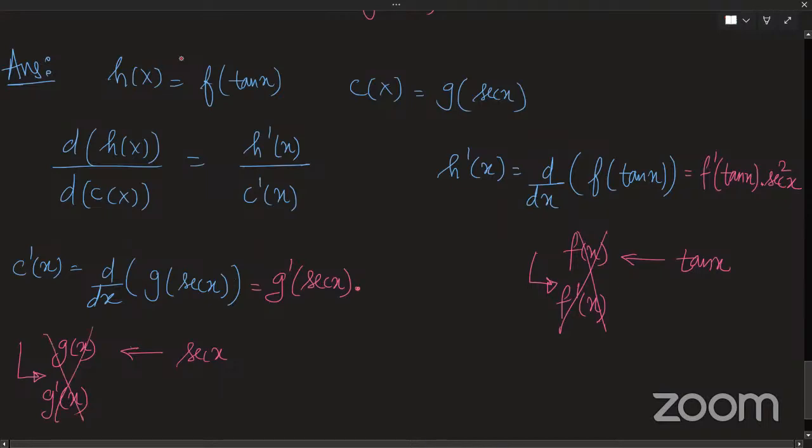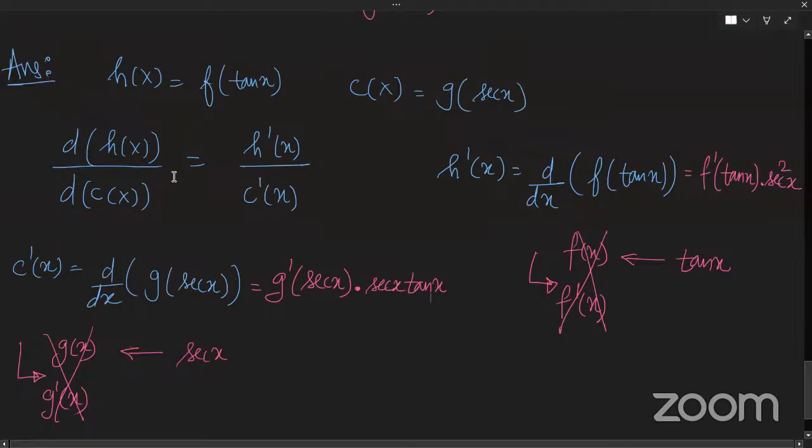I complete this and move inside. What will be the next term? Secant square into tan x? No, it will be secant x into tan x, right? Yes, sir. The derivative of secant. So basically, this thing is d of h of x divided by d of c of x.